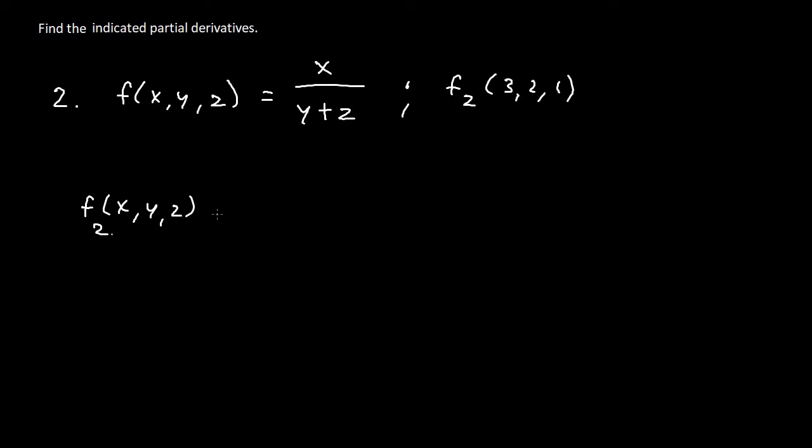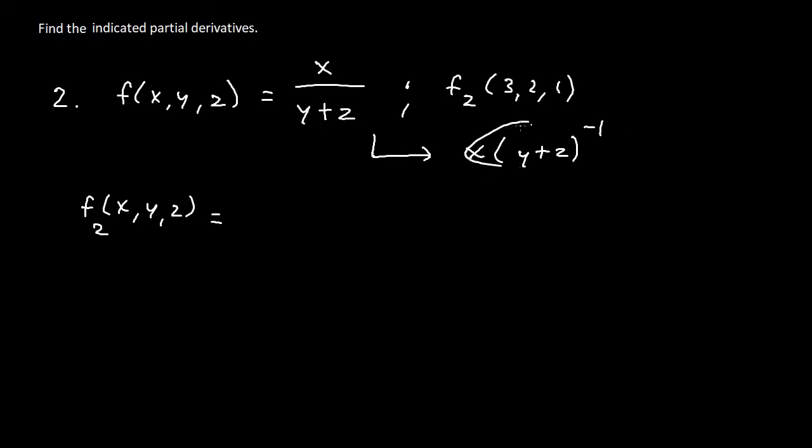with respect to z is going to be equal to, now, x and y are going to be treated as constants. z is going to be the actual variable that we derive. So if x is a constant, I can actually rewrite this function as x times (y plus z). I'm going to bring that entire denominator up to the numerator and say (y plus z) to the negative first power, because now I can use the power rule.